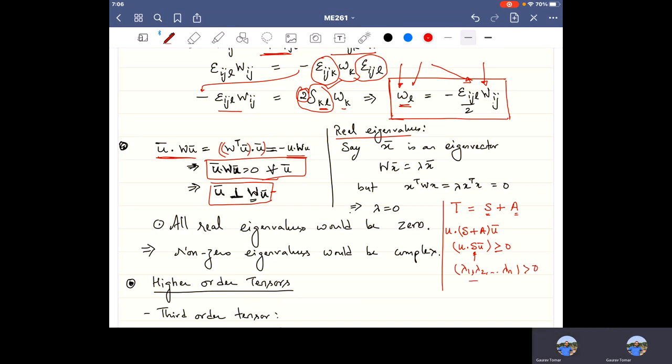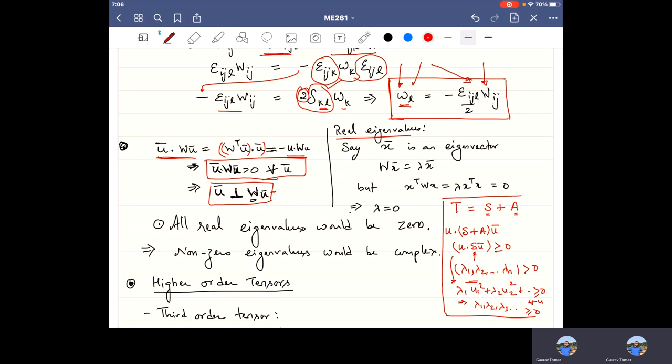In the last class when we had proven this, we were writing lambda 1 u1 squared plus lambda 2 u2 squared, and so on, is greater than or equal to 0. This is for every u, which means lambda 1, lambda 2, lambda 3 should all be greater than or equal to 0 for positive semi-definiteness of the matrix. This is an important point that we have gotten from this.